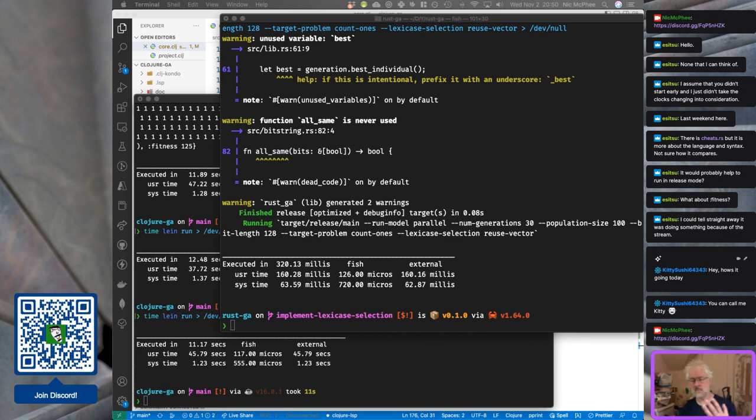So I'll finish implementing the proper version of hiff in Clojure. I'll run the benchmarks and I'll post the results in Discord. I'll try to remember to review them at the beginning of next Wednesday's stream as well.